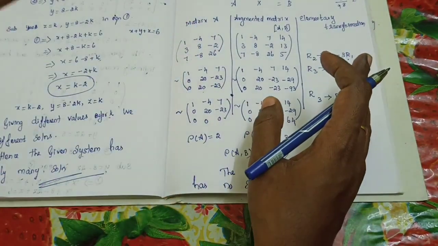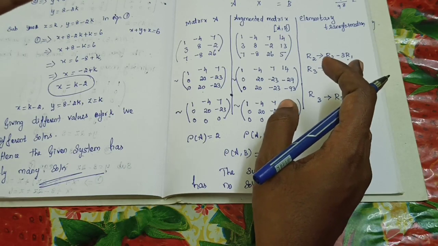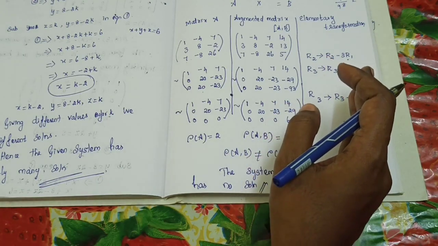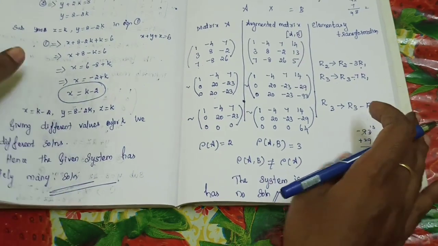So if it is consistent, then only unique solution, infinitely many solutions and all. If it is inconsistent, there is no solution at all. Understand? I hope you got it.